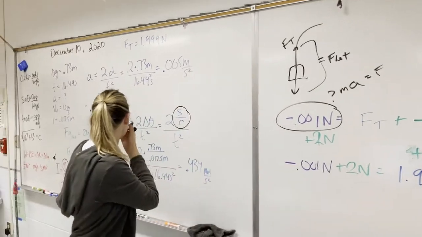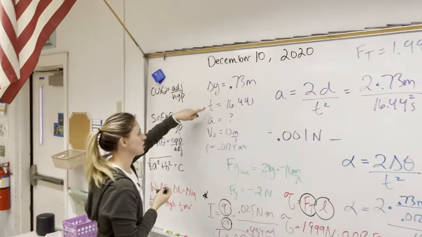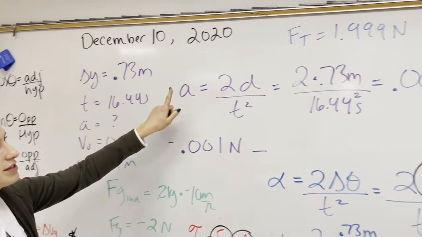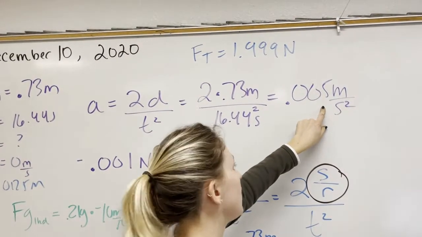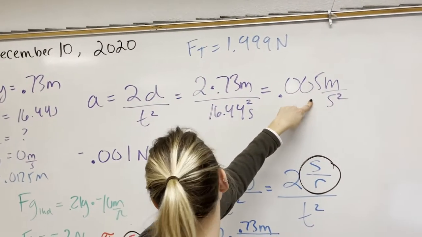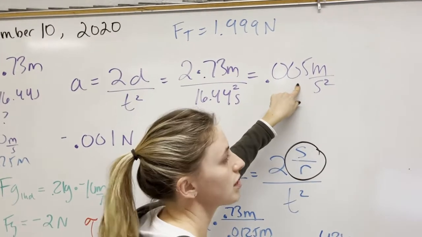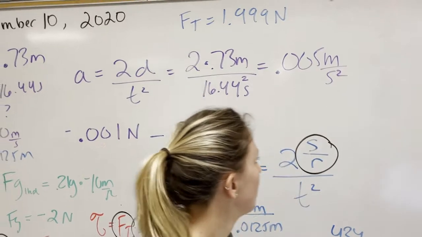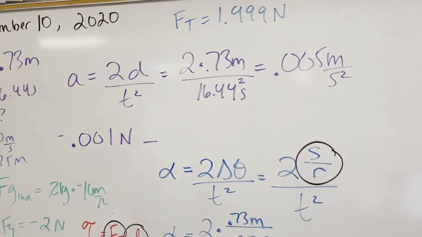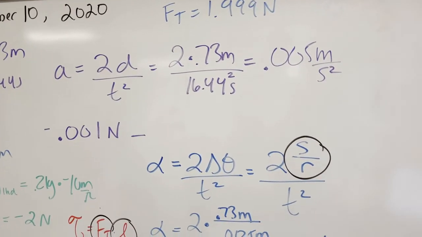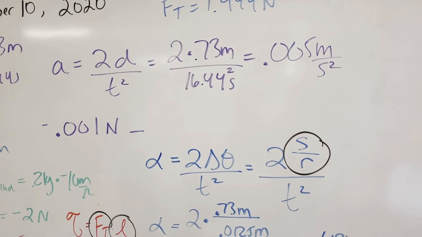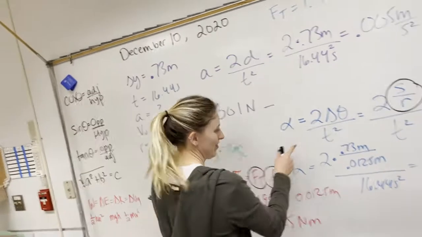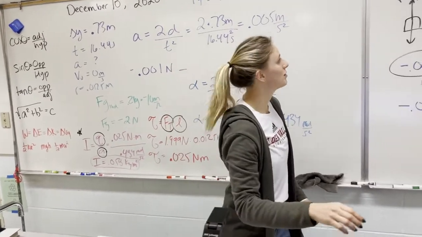How did we find that? We measured the delta y. We know the initial velocity is 0. We measured the time and were able to figure this out. We plug that in, multiply by the mass, which was 0.2 kilograms, and we get our answer. Notice we've got the linear acceleration above and the angular acceleration below, and they're both calculated the same way. Same exact equation, just different players.